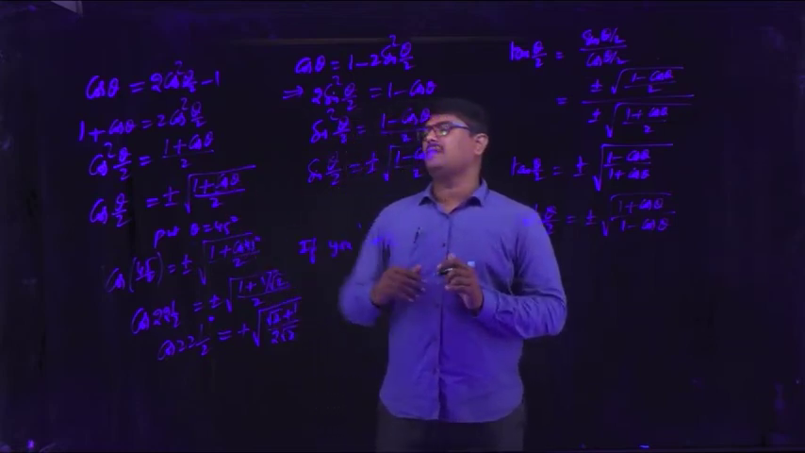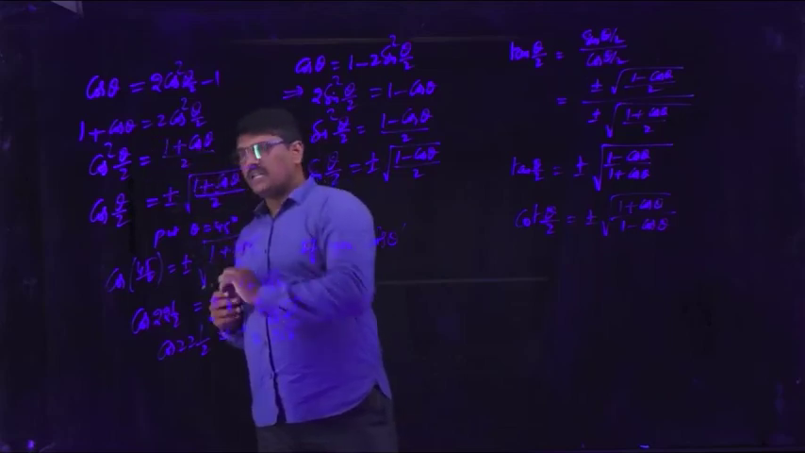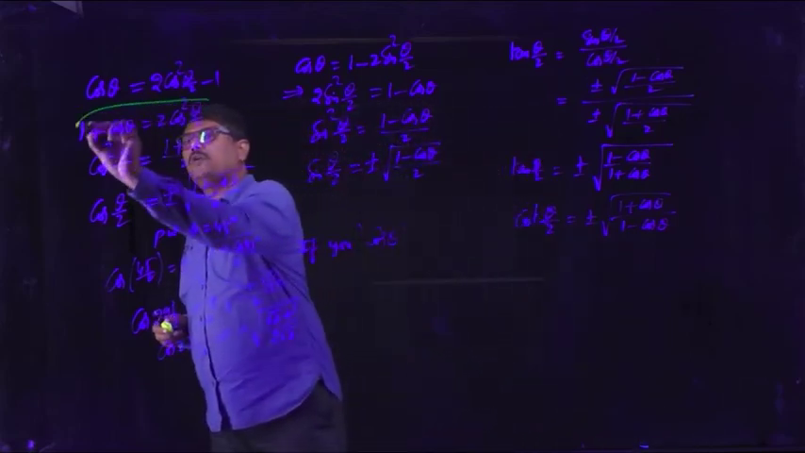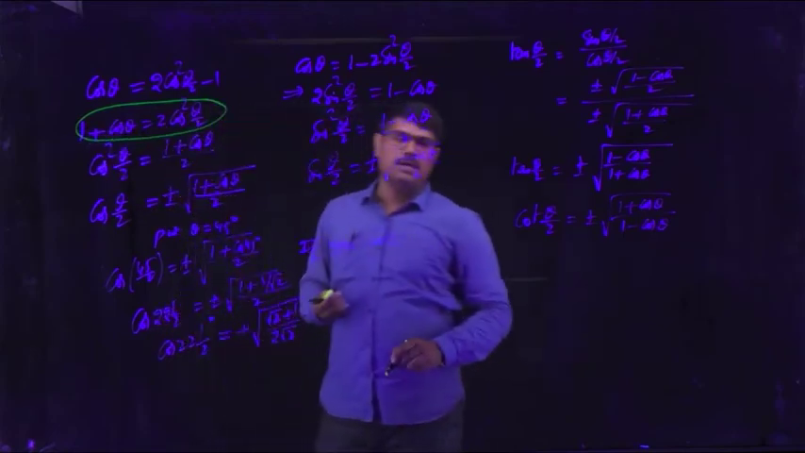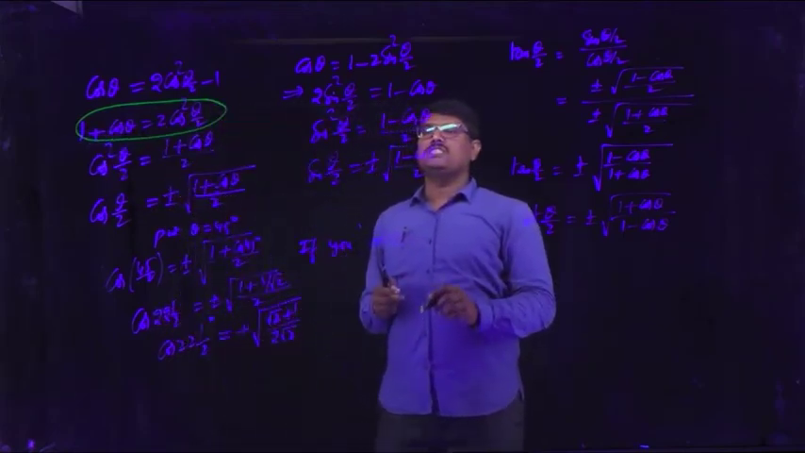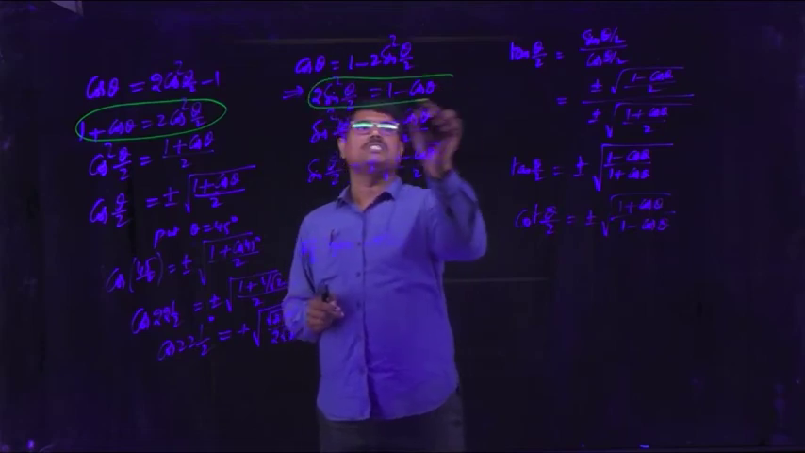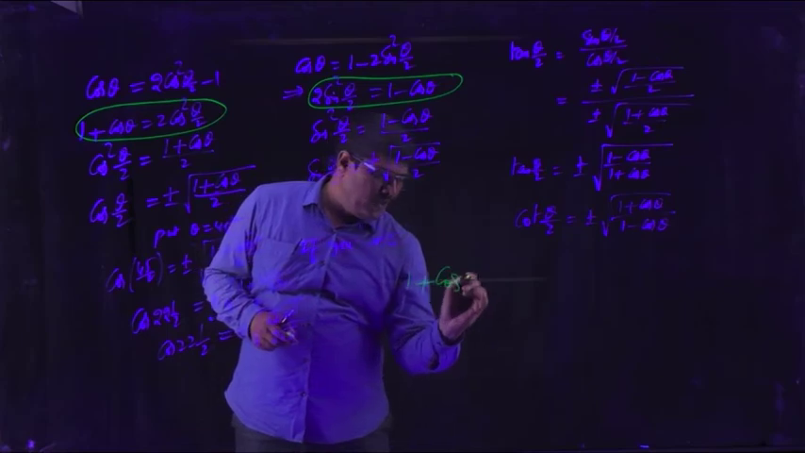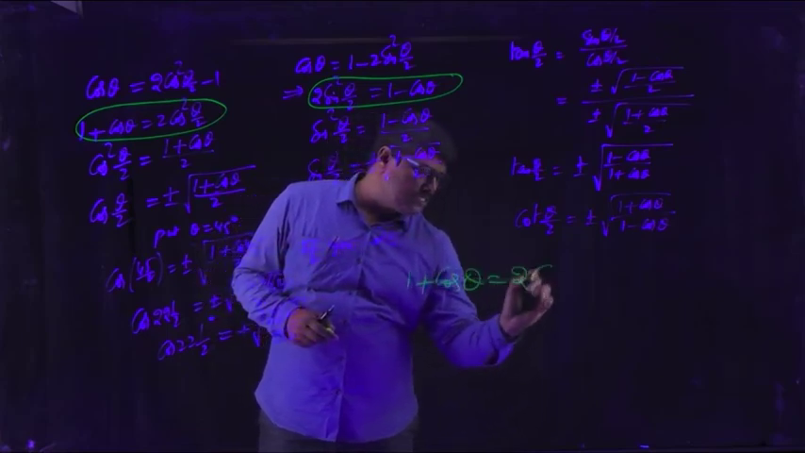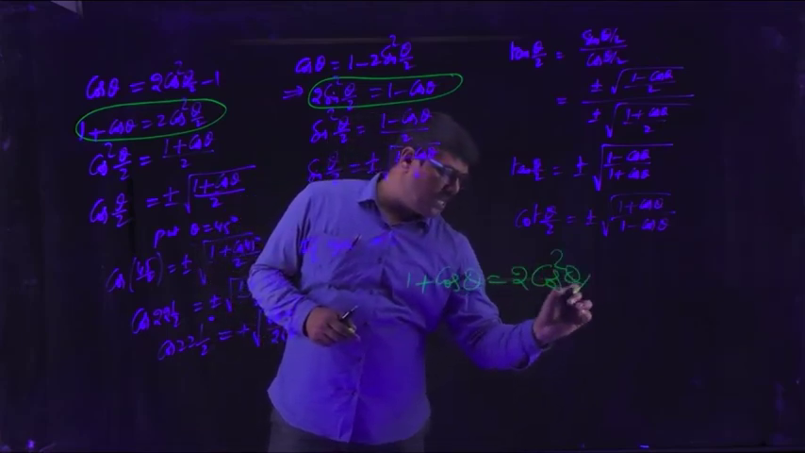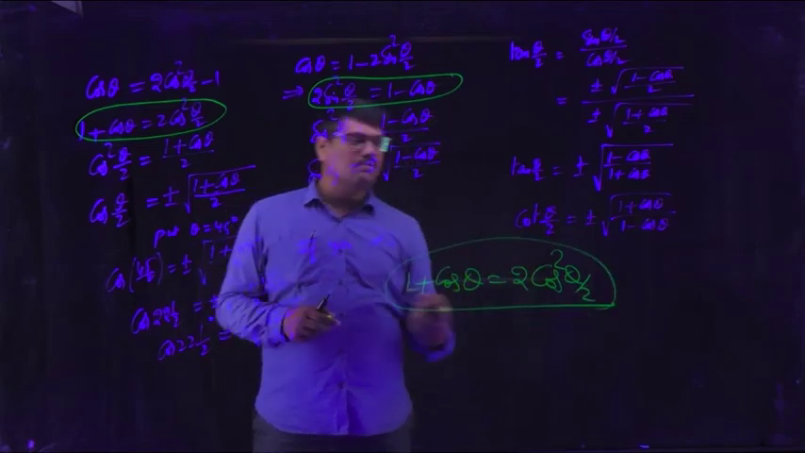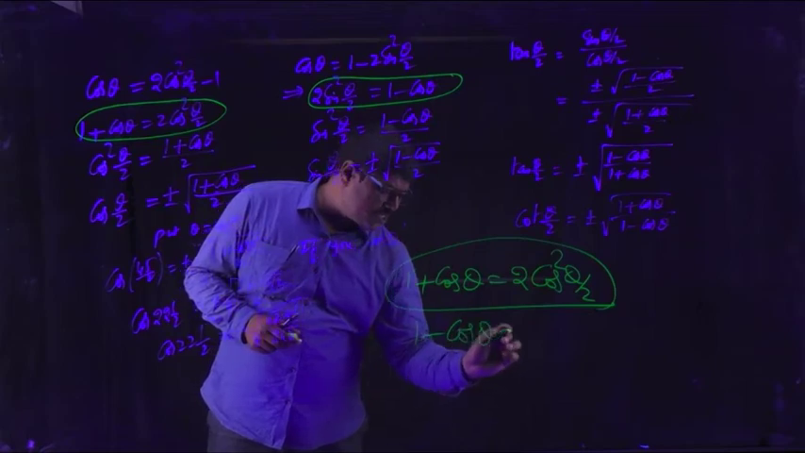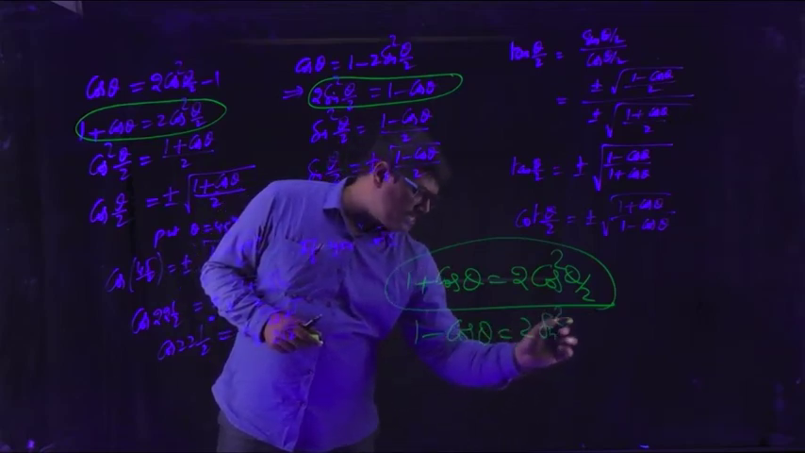So you have to remember these formulas also. This is another important formula you have to remember and practice. What is the value of 1 plus cos theta and 1 minus cos theta? Remember this one more formula: 1 plus cos theta is 2 cos square theta by 2. And the formula for 1 minus cos theta is 2 sin square theta by 2.